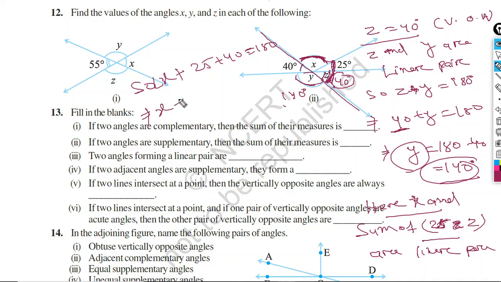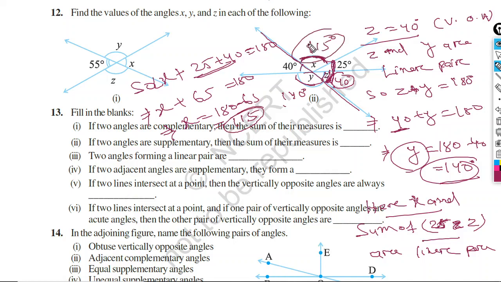which implies x, add them, 65. x plus 65 equal to 180, which implies x equal to 180 minus 65, which will be equal to 115. So the value of x is 115 degrees. So in this way we can find the value of all the angles.